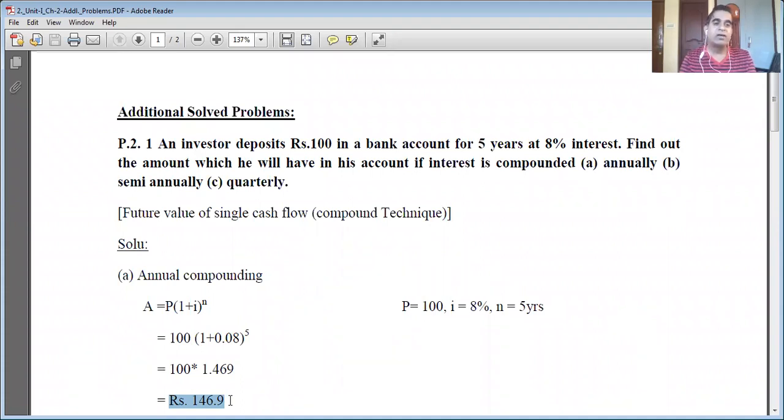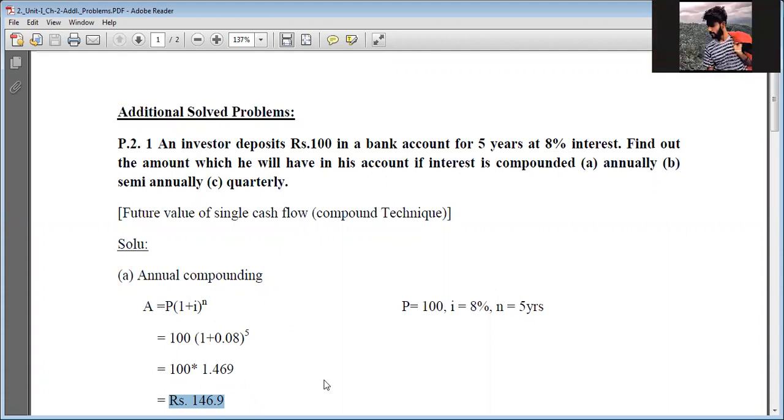So any doubt here? Was it easy to understand? Yes, sir. Yeah, thank you. Now we'll go ahead with the second case.